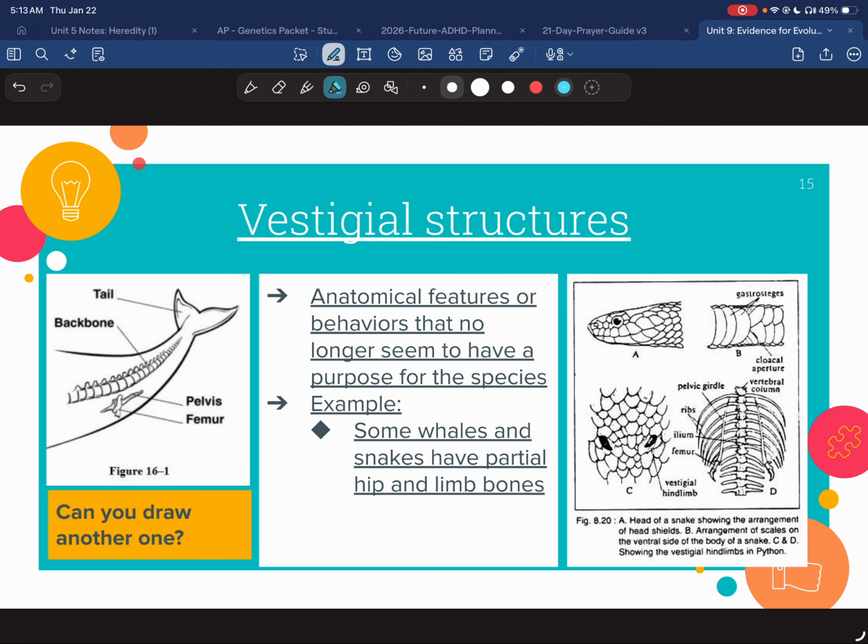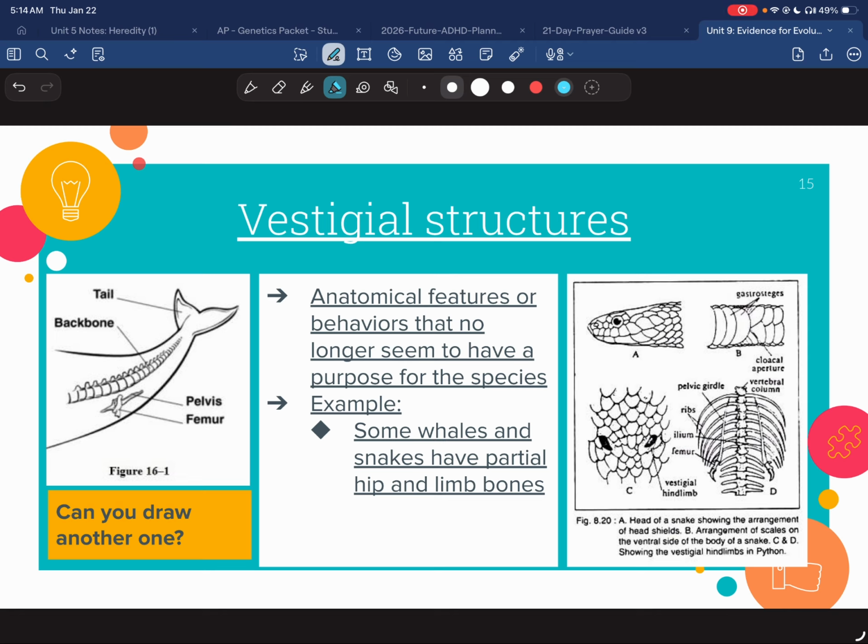Okay, vestigial structures. Vestigial structures are, to our mind, or to what evidence we have, useless in a common species. So whales and snakes, for example, they have partial hip and limb bones. What does that mean? Hips and limbs are used for walking. So the ancestors, way back a long time ago, definitely before whales grew as big as they are, whatever the common ancestor was of the whale was on land.